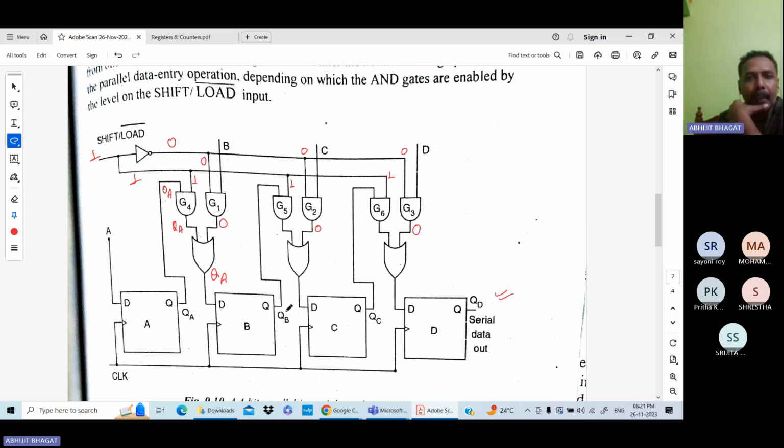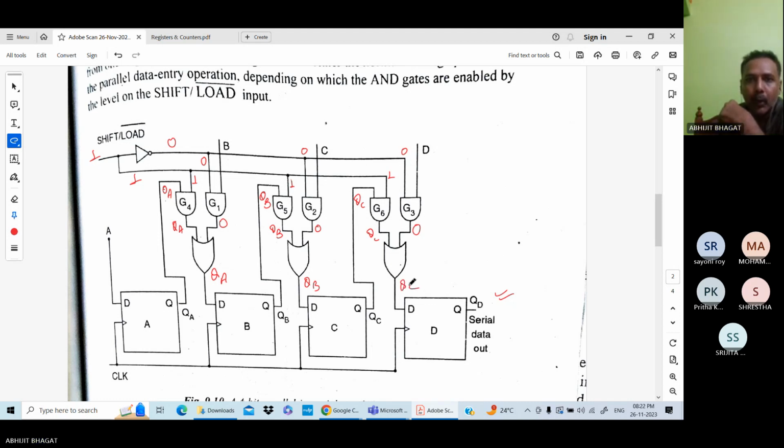Next, same. Here it is QB. For the next flip flop, here it is QB. So QB into 1, output is QB here. For this gate, the output of the OR gate is QB here. For this one, same here QC. Output is here QC.